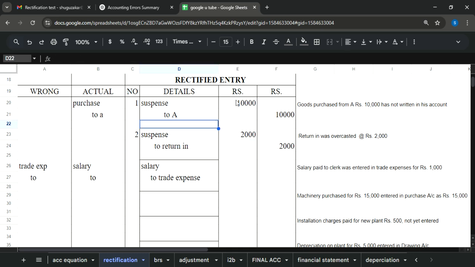Now how will you write the narration? Very simple. Focus upon the wrong entry. So you have not written. So what will you do? A not written.